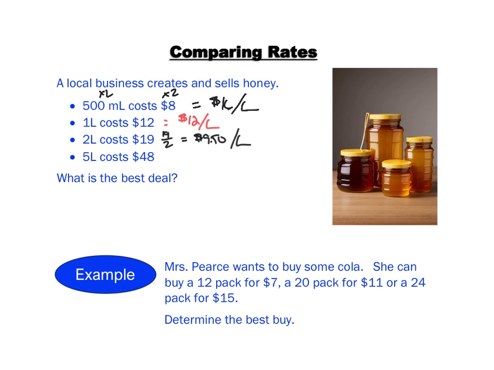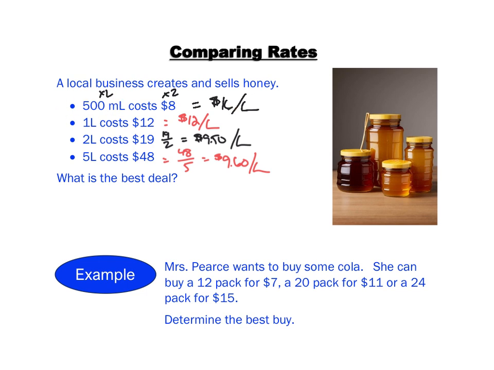Okay? Now here, it says 5 liters costs 48. So we're going to take 48 and divide it by 5, and that's going to be $9.60 per liter. Okay? So there's all the unit prices. In order to compare these and see what the better deal is, we have to find the unit rate of all these options. And we just did that. So for 500 milliliters, we multiplied it by 2.